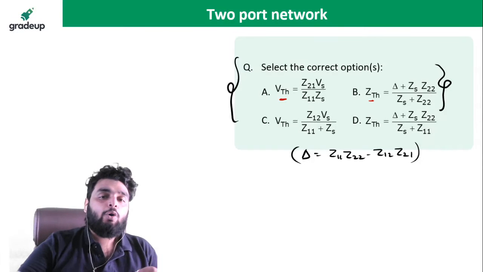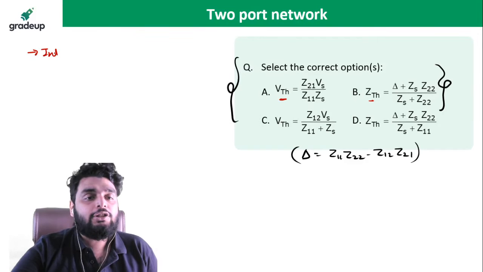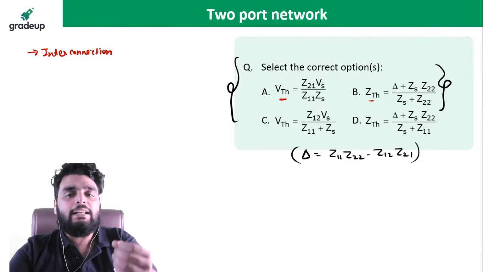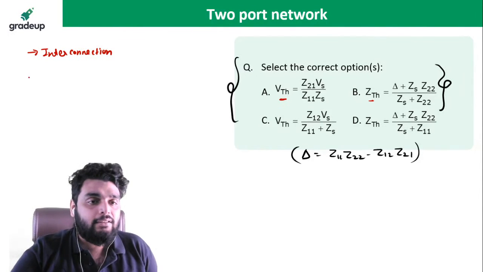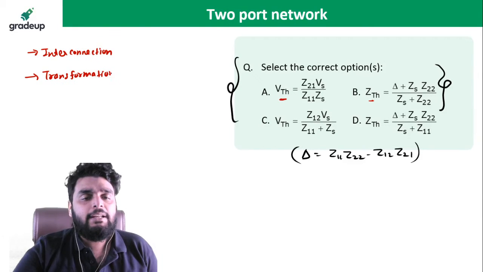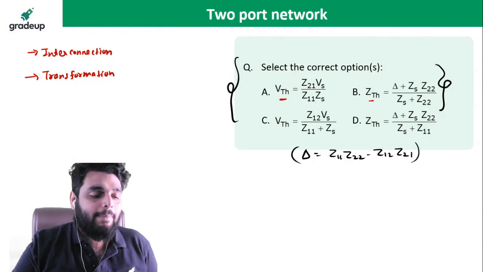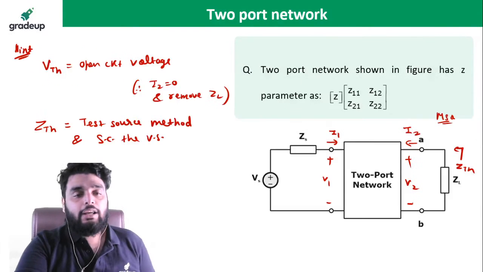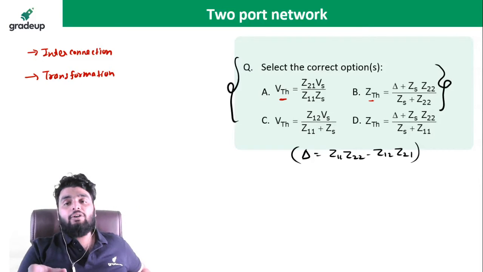So guys, what are we going to learn in the next class? In the next class, we are going to learn the interconnection of networks. For example, if two networks are connected in series or in parallel, what will happen? Also, we are going to learn the transformation of parameters, which means converting a Z parameter into an H parameter or any other parameter except Y. These two concepts we will learn, and tomorrow is the last class for networks.